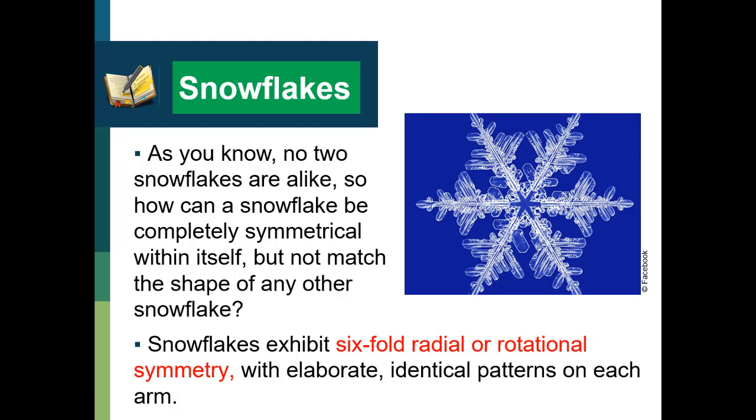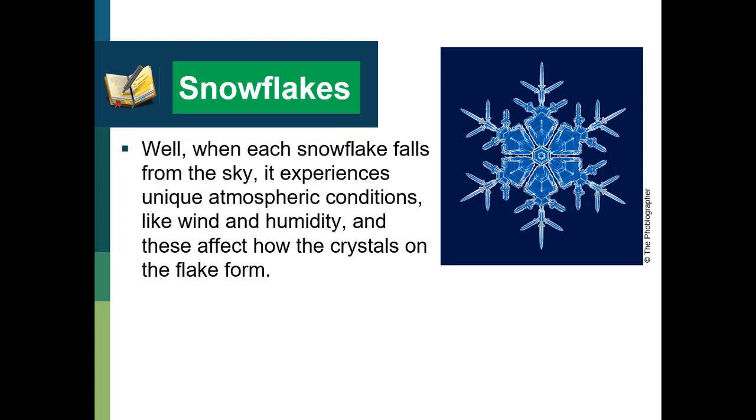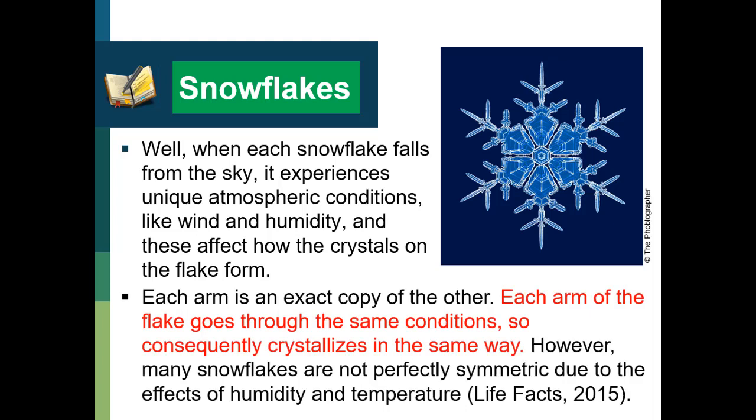Is it a coincidence? Or the number of arms of a snowflake can determine its rotational symmetry? So let's try to explore more. Well, when each snowflake falls from the sky, it experiences unique atmospheric conditions like wind and humidity, and these affect how the crystals on the flake form. Each arm is an exact copy of the other. So if you're going to observe the snowflake in the picture, you can see that almost 99% of each arm is exactly the same to the other arms. Each arm of the flake goes through the same conditions, so consequently crystallizes in the same way. And if they crystallize in the same way, most probably they will turn out to be similar. However, many snowflakes are not perfectly symmetric due to the effects of humidity and temperature.